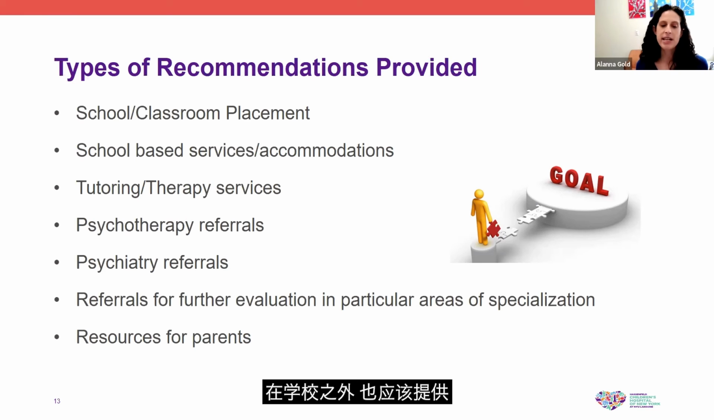Outside of school, recommendations to help guide treatment planning should also be provided. So that may be psychotherapy referrals or psychiatry referrals, goals to target in treatment, referrals for further evaluation in particular areas of specialization, maybe a speech language therapy evaluation and assistive technology evaluation, and should also provide resources for parents.